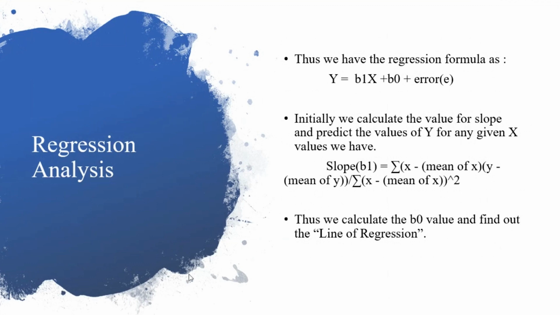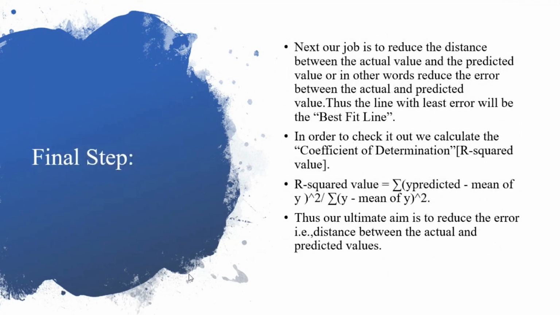That's where my concept of summation of (x minus x mean) into (y minus y mean) by summation of (x minus x mean) whole square comes from. Because in your y and x, you need to calculate m and c. So then you will get a regression line. For that, you need to find out the best fit line with a concept called the coefficient of determination, which is called the R square value.